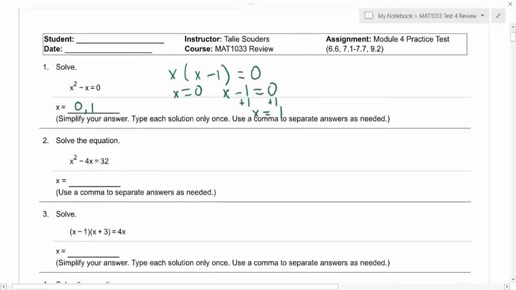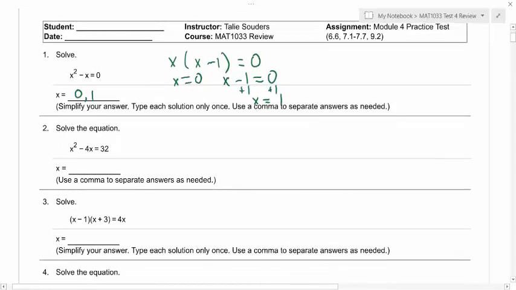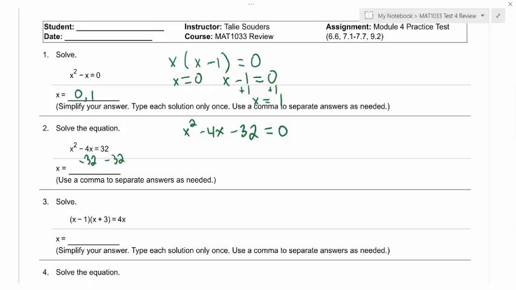Okay, so what would be the first step for number 2? So you'd have to set number 2 to 0, by subtracting the 32 from both sides. Perfect. And then this time, since we have 3 terms, we're going to have to factor. But this is an example where we can do that quick factoring that I was mentioning last time, because it's just an x squared. There's not a coefficient in front.